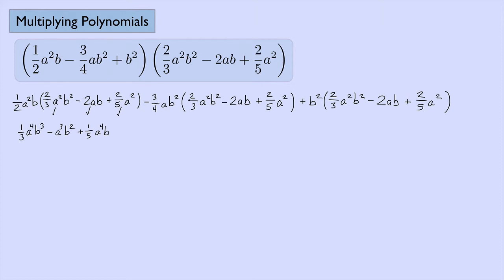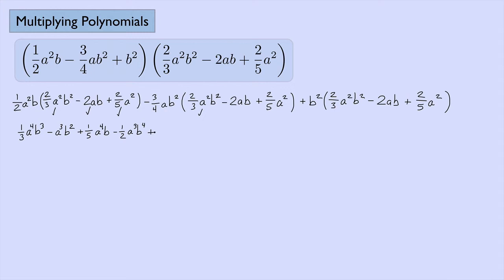Let's look at this one. So the 2 and the 4 are going to cancel. I'm going to get a 1 and a 2 here. And the 3's are going to cancel. So I'm just going to get a 2 in the bottom here. So it's going to be minus 1/2. And then I have an a and an a squared, that's an a cubed. A b squared and a b squared, that's a b to the 4th. Done with that.